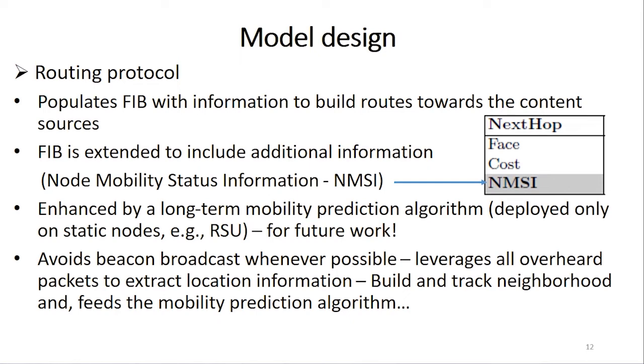of possible hop. Content sources are mobile nodes, so we enhance the routing protocol with long-term mobility prediction. This algorithm is deployed only on static nodes due to its computational complexity for mobile nodes. But this algorithm is not presented here, it's for future work. The proposed protocol further avoids beacon broadcast by leveraging the overhead packets to extract location information to build the neighborhood list. As referred before, the NDN packets are extended to include this additional information.